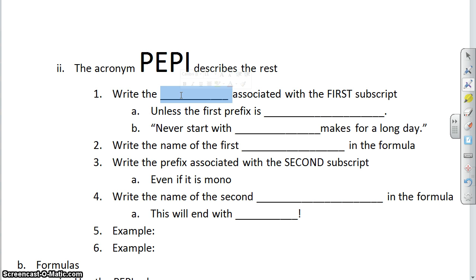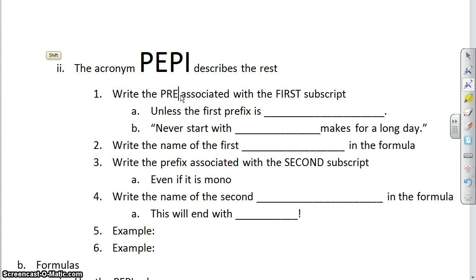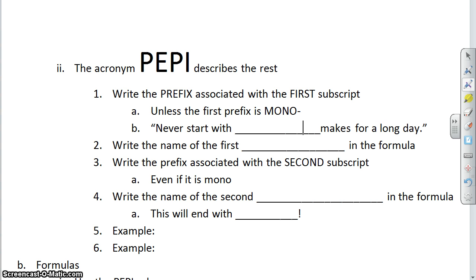The first step is that first P. We're going to start out by writing the prefix associated with the first subscript. This is assuming that you have a formula and you want to write a name. The first element is going to have a subscript, and you're going to write the prefix associated with that. We'll do an example here in a second. The only time you don't do this is if the first prefix is mono. We don't start with mono.